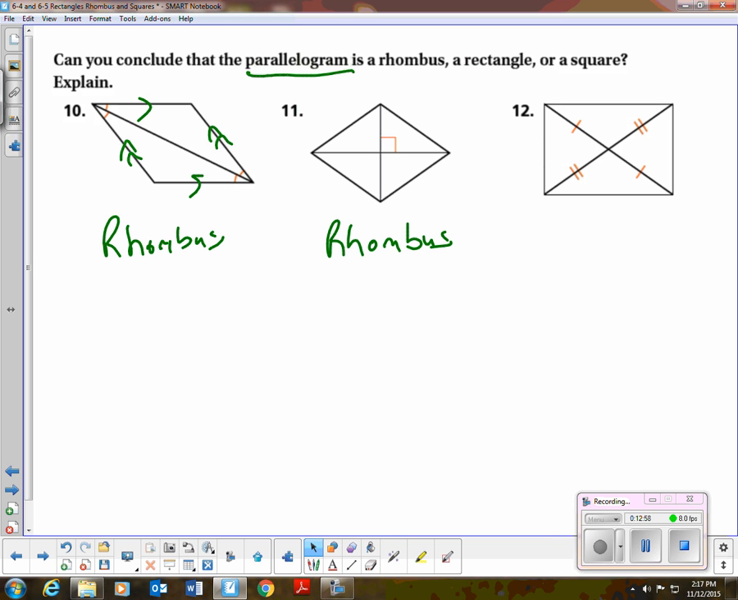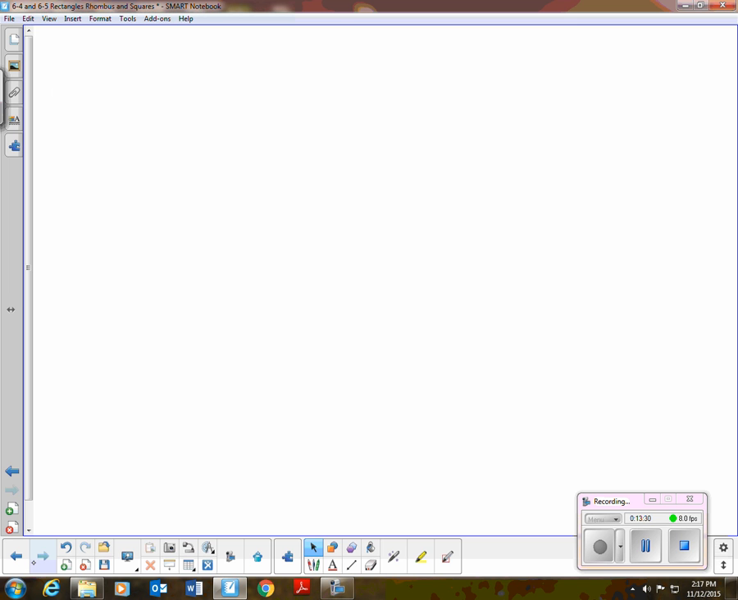And then finally, this last one, we don't know. The diagonals are bisected. That's a parallelogram property. We don't know anything about the angles, so I would say it's just a parallelogram. We don't know if it's a rectangle, a rhombus, or a square. It only has the properties of a parallelogram. Remember that the diagonals are bisected, and that's a parallelogram property. It has nothing to do with the rhombus, the rectangle, or the square. All right. And that's it for our notes.